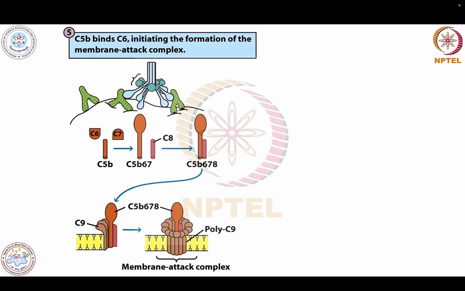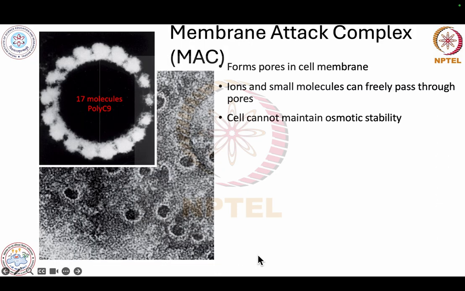C5b binds to C6, initiating the formation of the membrane attack complex. So from here C5b, C6, C7, and it also gets associated with C8. All together, C5, C6, C7, C8 bind to C9 present in the membrane, forming the membrane attack complex. So this is one.